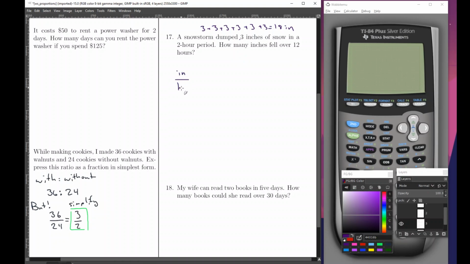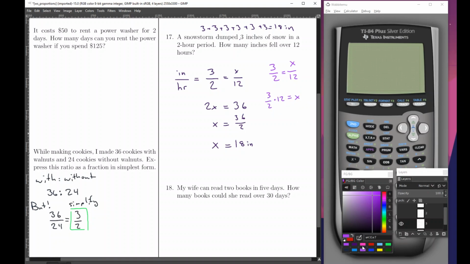We're going to have inches per hour is equal to 3 for every 2. And that's the same as however many inches in 12 hours. We can cross multiply here. 2x is equal to 36. X is equal to 36 divided by 2, which is 18 inches. And there's other ways you can do this arithmetic and be kind of clever and say 3 over 2 is equal to x over 12. 3 over 2 times 12 is x. And divide first. And then get that that's 3 times 6 is equal to x. 18 is x. Which is what I was saying at the start of this problem.